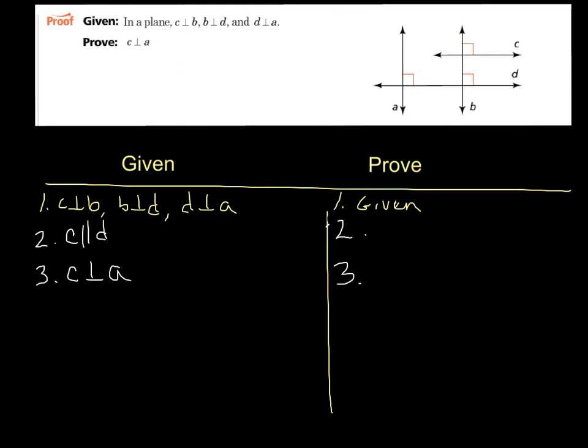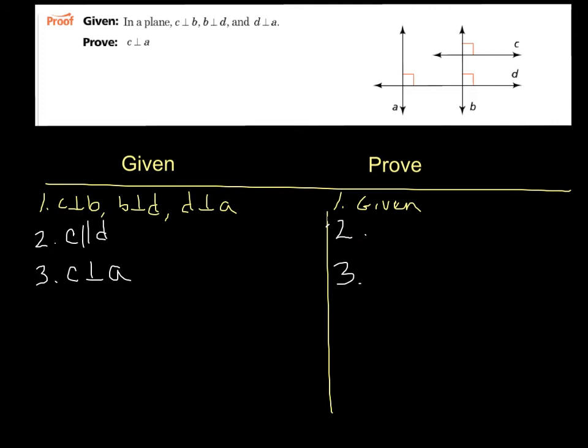So in a plane, we've got line C is perpendicular to line B. We've got that line B is perpendicular to line D, and that line D is perpendicular to line A. So a lot of perpendicular stuff going on. Okay? And we want to prove that C is perpendicular to A.